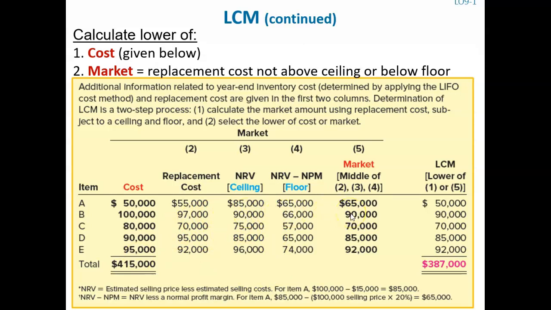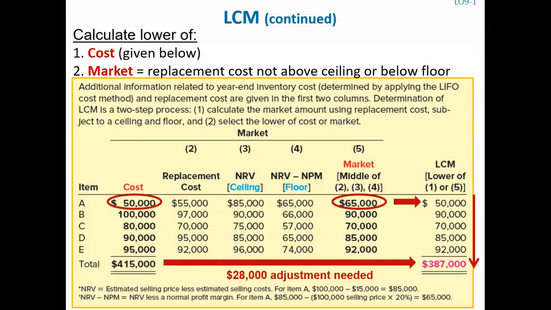When replacement cost is between the ceiling and the floor, such as in items C and E, we then use the replacement cost as market. Then we compare each item's designated market amount to its cost and choose the lower of the two.